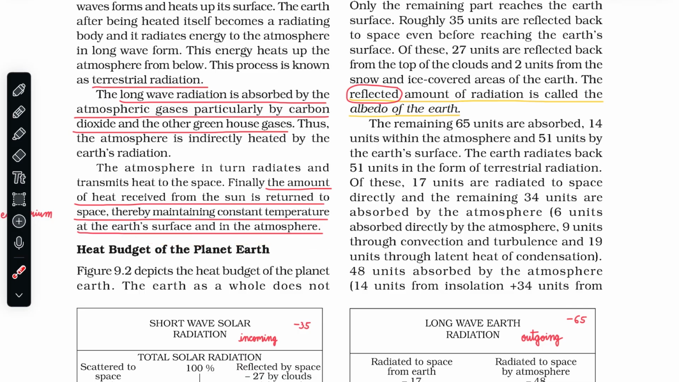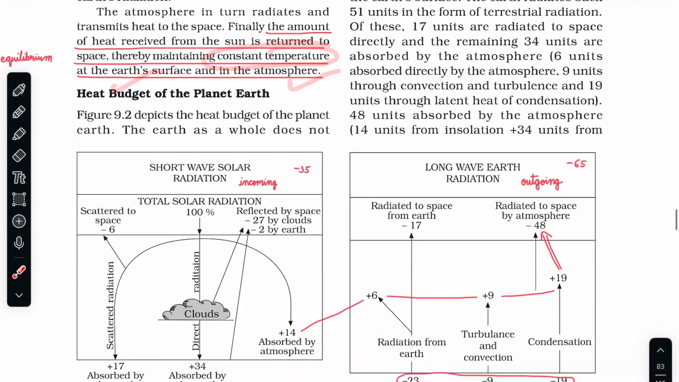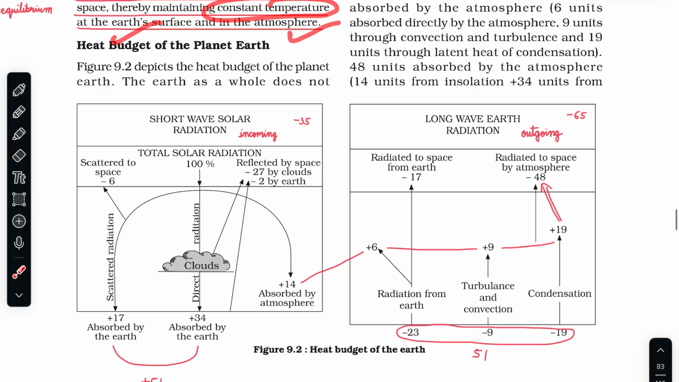An analogy can also be given by homeostasis, or trying to maintain an equilibrium. So the amount of heat received from the sun is returned to space, thereby maintaining a constant temperature at the Earth's surface and in the atmosphere. So there is a heat budget of the planet Earth. This is the heat budget.